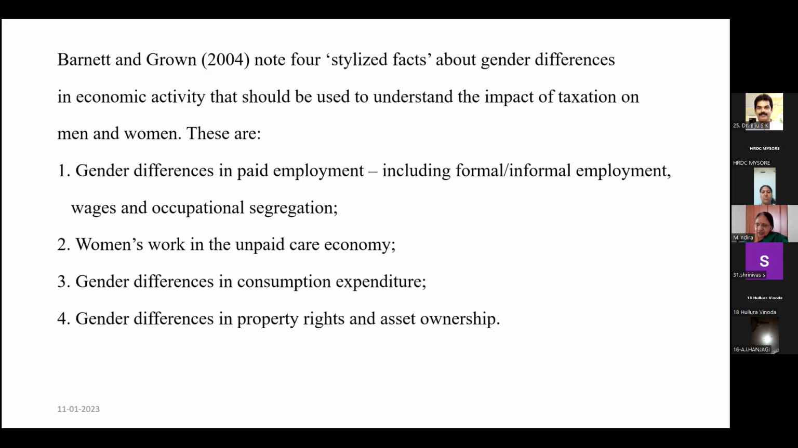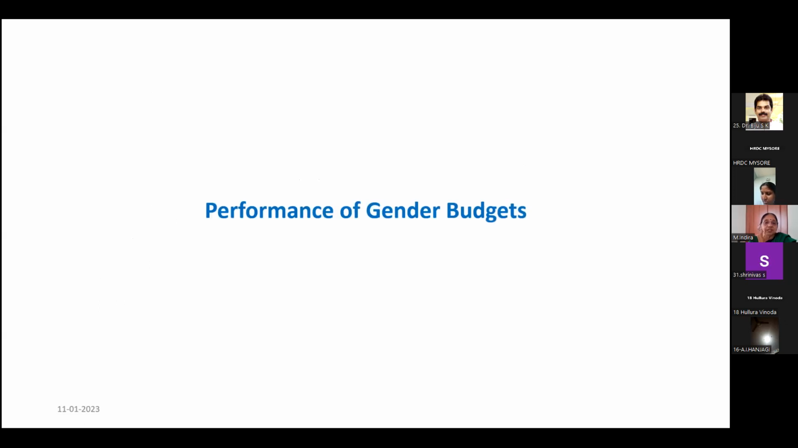See, to some extent, efforts are actually going on. For example, in some states, if property is registered in the name of a female, there is, I think, some discount in the registration amount. So some efforts are being made, but overall there are differences in all these things. Because of these things, the tax structure affects men and women differently.